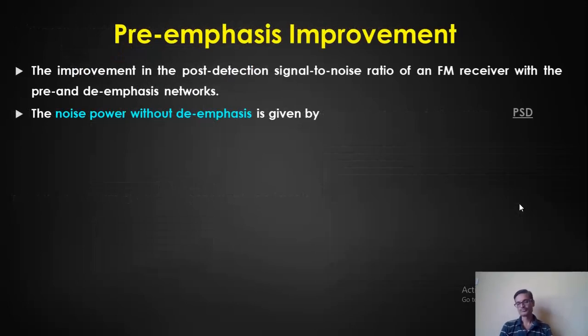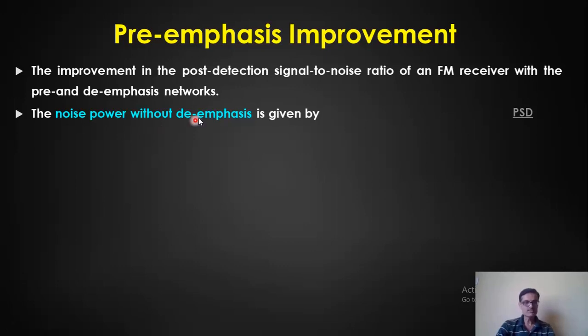Now, see, we have used the pre-emphasis. We have to increase the amplitude of the high frequency message signals. Now, what is the improvement we get? We can measure this by using a term called the improvement factor. The improvement factor will give you the amount by which the noise performance has improved by using the pre-emphasis circuit. We know the noise power and all, which we calculated in my previous video.